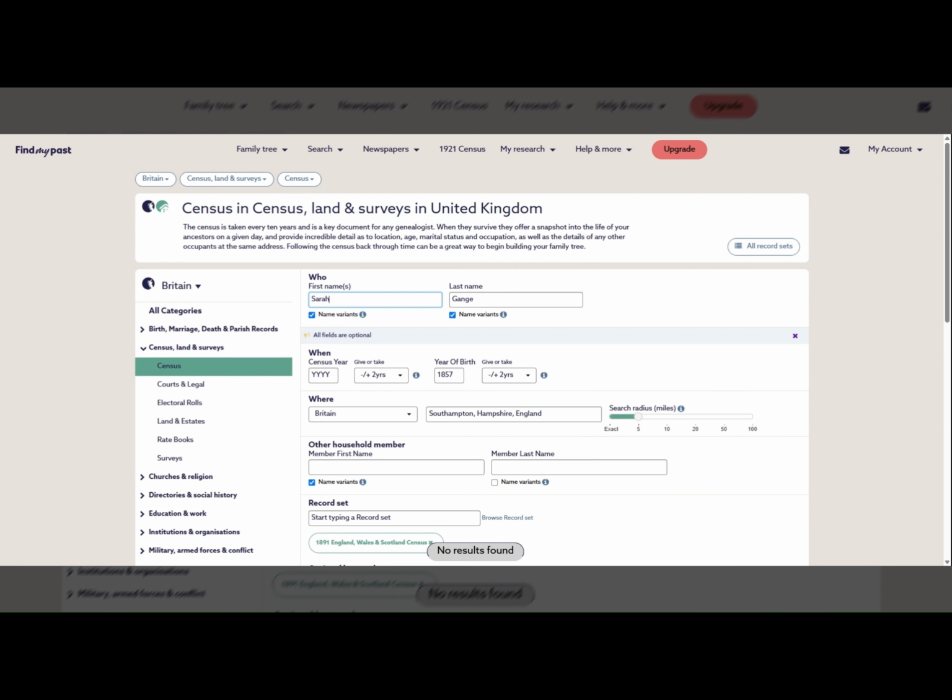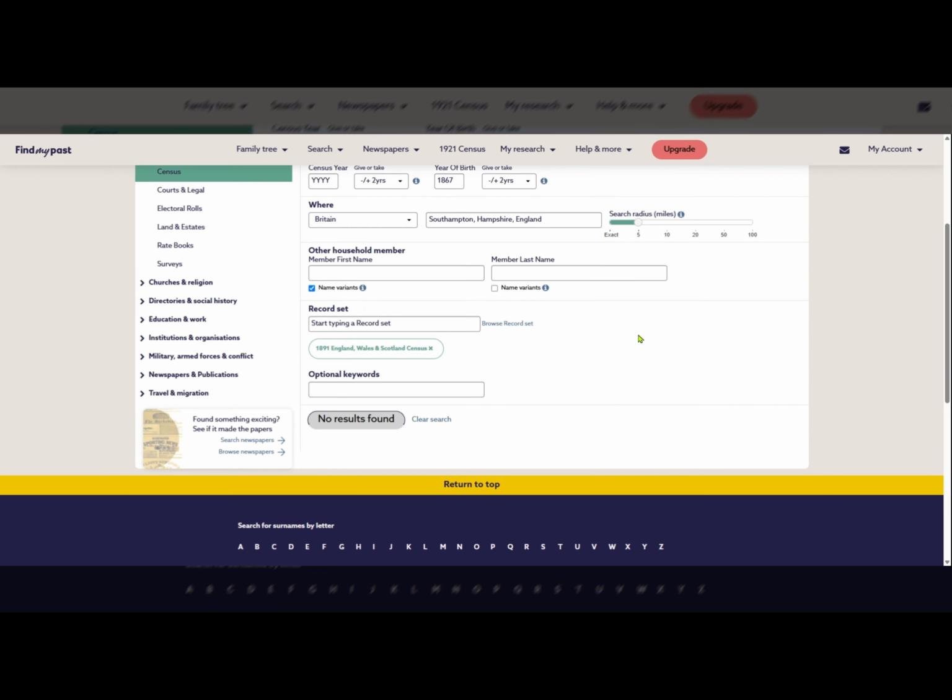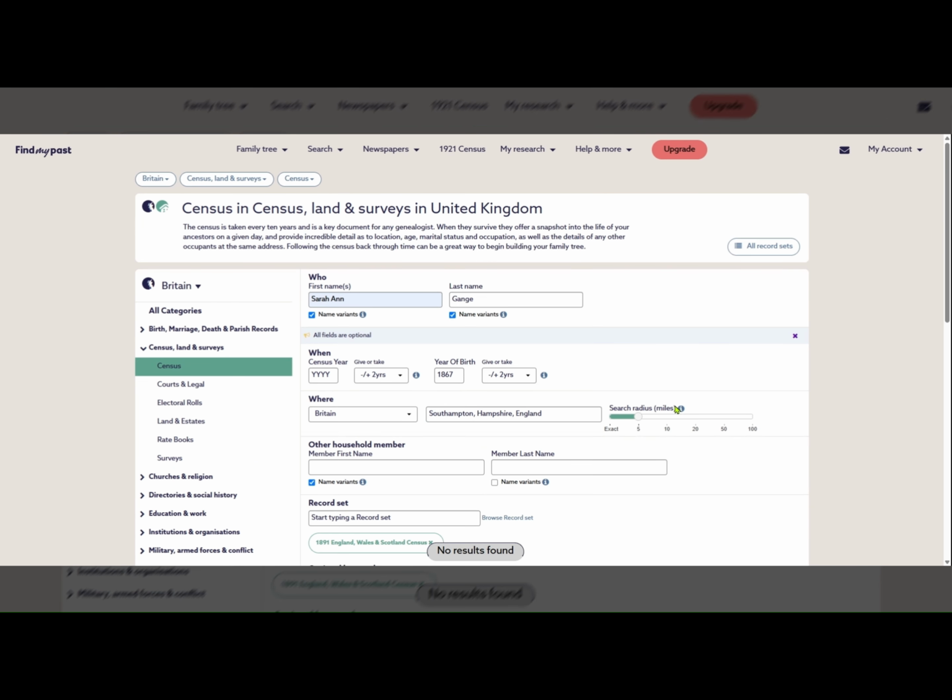So let's put in here Sarah Gange, Sarah Ann Gange. Her date of birth was 1867. And we can see there are no results found. That's for Southampton in 1891. So let's see if... Oh, there's a name variance.